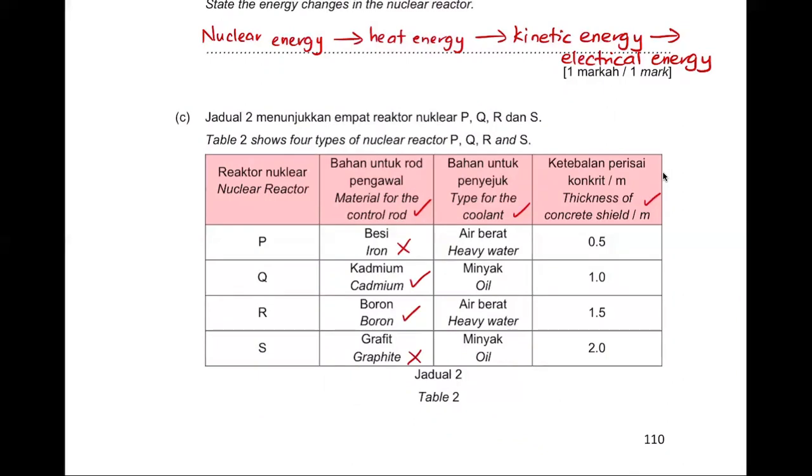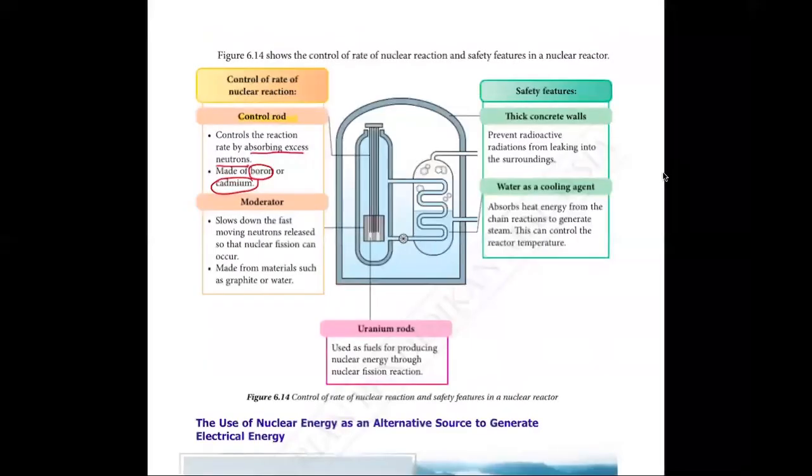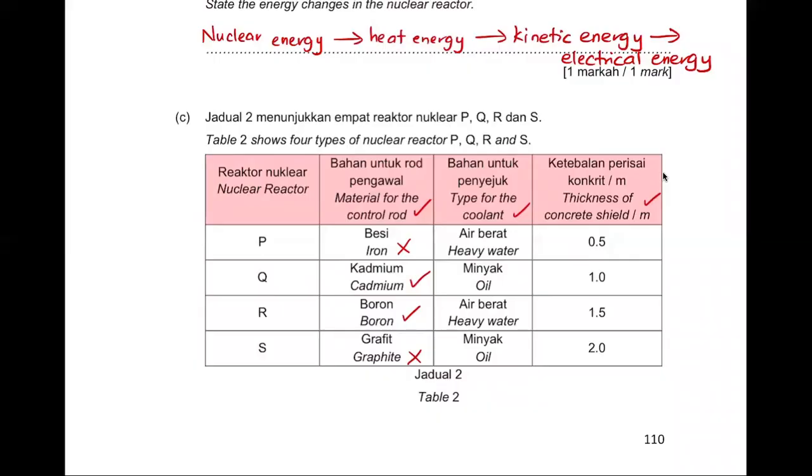Next, coolant, or bahan untuk penyejuk. So usually we will use water. It is also mentioned here, water as a cooling agent. And this is to absorb heat energy from the chain reaction to generate steam. And this can also control the reactor temperature. So you choose heavy water, and then you eliminate oil.